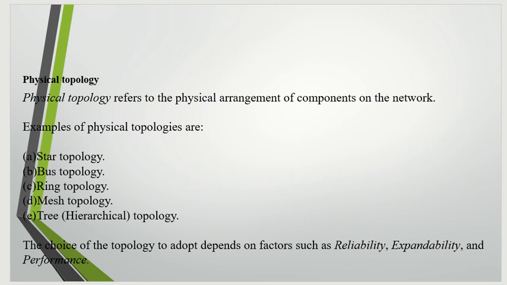Physical topologies refers to the physical arrangements of computer networks, and examples of physical topologies are the star topology, bus topology, ring topology, mesh topology, and we also have the tree or hierarchical topology. The choice of topology to adopt depends on factors such as reliability, expandability, and performance.